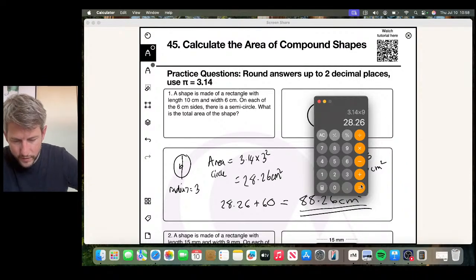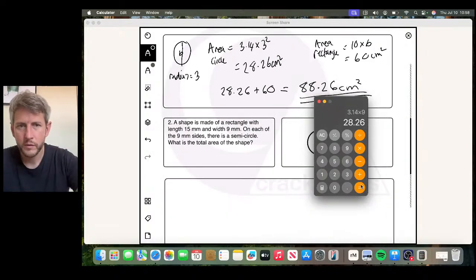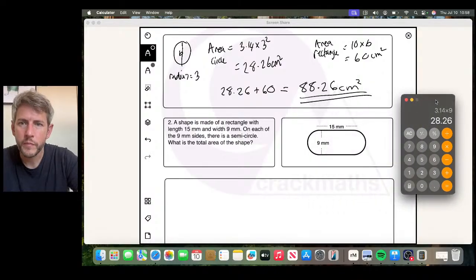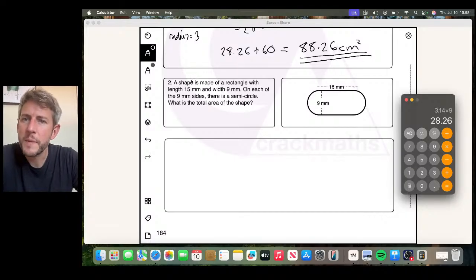Okay, wonderful. Right, next one. Here we've got, let me move my calculator out of the way. So here we've got a shape made of a rectangle with length 15 millimeters and a width 9 millimeters. Okay, we can see the dimensions on the diagram.